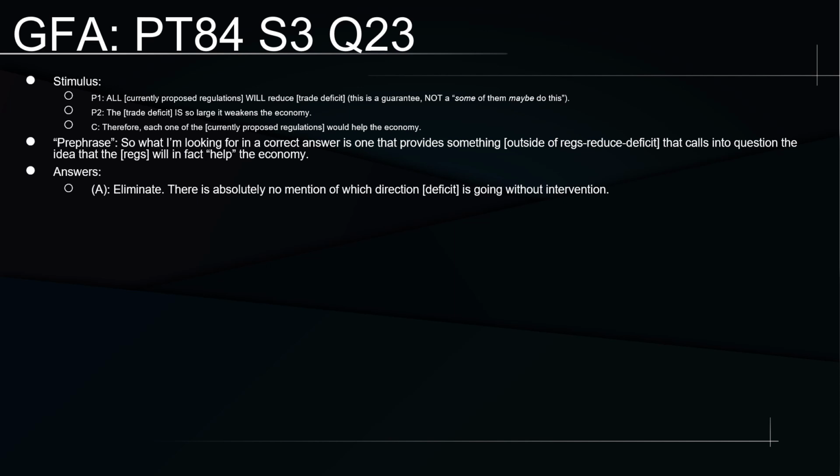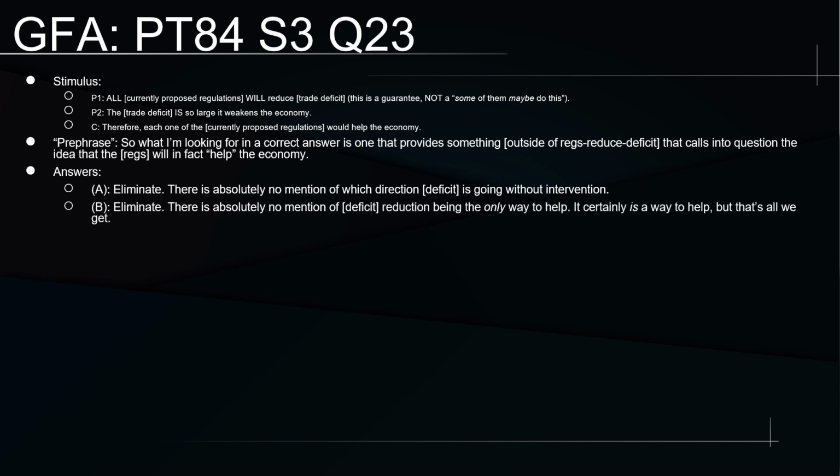There's absolutely no mention of which direction the deficit is moving or is going to go without intervention. That doesn't seem to matter. This is just all conjectural about, hey, the regulations have this property. The trade deficit, in turn, has this property. And so, because the regulations have this property of reducing the trade deficit, there's nothing about whether the deficit is growing or shrinking and anything like that.